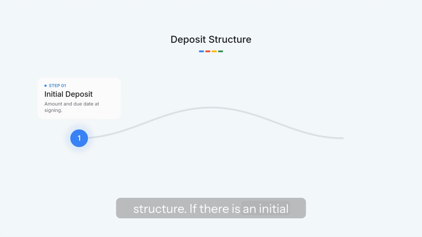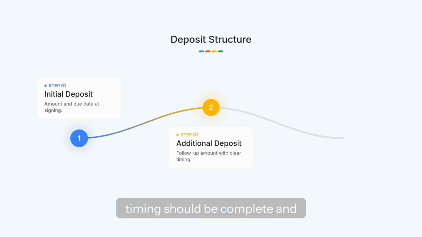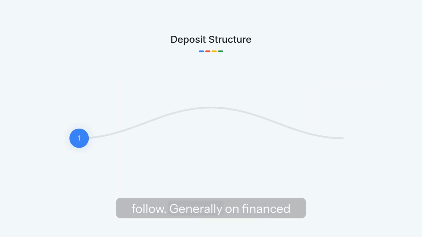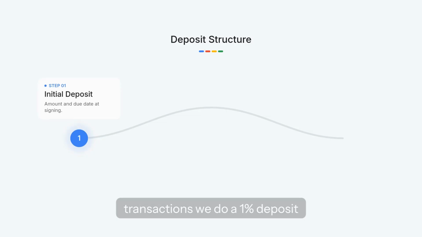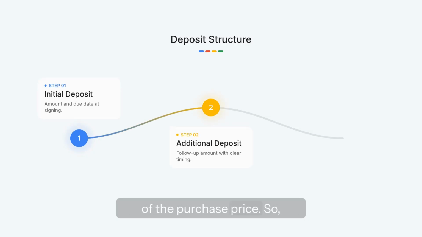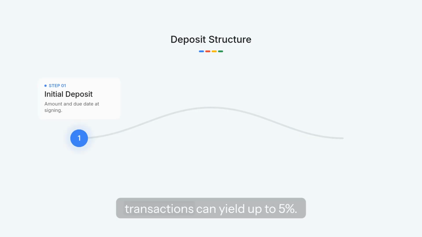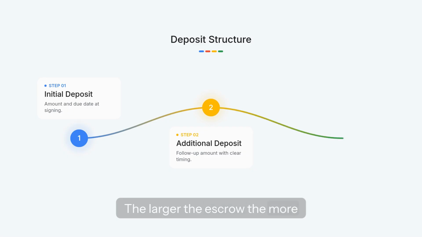Next, spell out the deposit structure. If there is an initial deposit and an additional deposit, each amount and due timing should be complete and easy for the escrow agent to follow. Generally on finance transactions, we do a 1% deposit of the purchase price. So a $200,000 home would be a $2,000 deposit. Cash transactions can yield up to 5%. The larger the escrow, the more you risk if the buyer defaults, so keep that in mind.